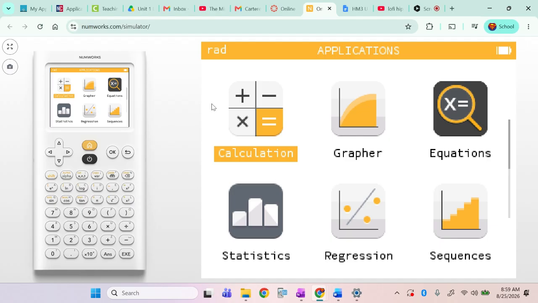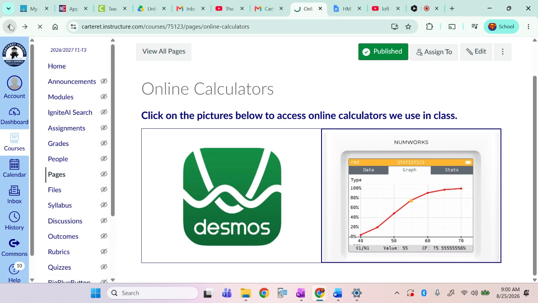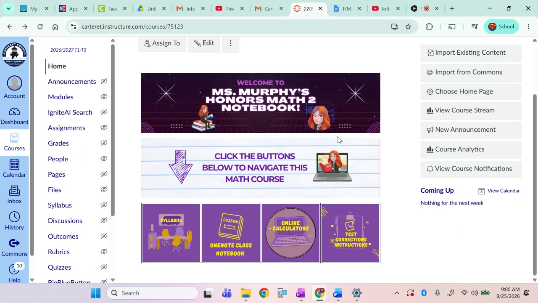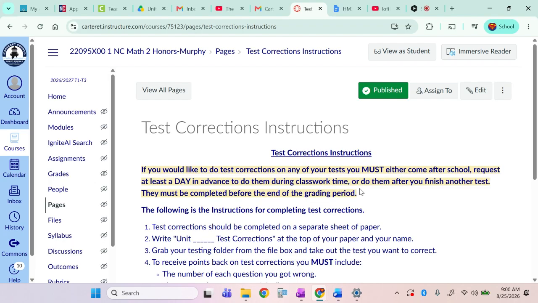You can full screen it, do it like that. So if you want to try using the NumWorks before you buy, there you go. You don't have to buy it, but you can see what it feels like. Also, NumWorks has a free app. So if you want a calculator for your phone or anything, it's a free app, and it's exactly this. So that's linked in there just for easy access. And when we get to it, I do allow test corrections in some capacity, even in honors. But again, it's in some capacity, and when you get to it, the instructions are here.